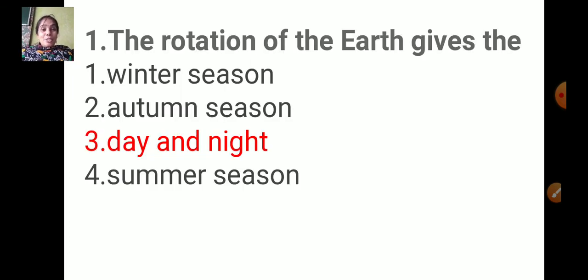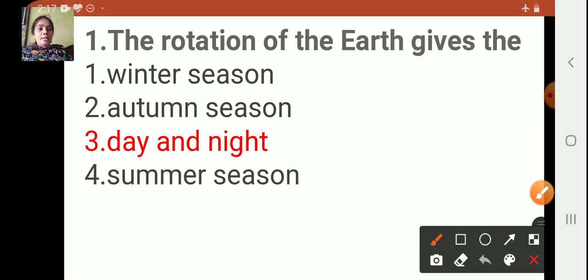So let's do a small activity now. While the earth is rotating, what does it give? Does it give the winter season, autumn season, day and night, or summer season? Yes, it causes day and night. So when the earth is rotating, it causes day and night.